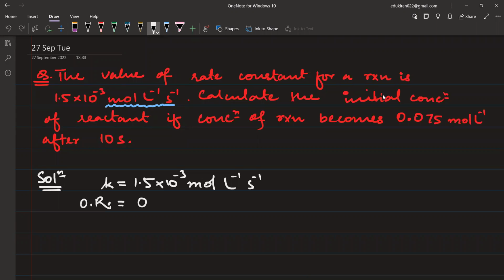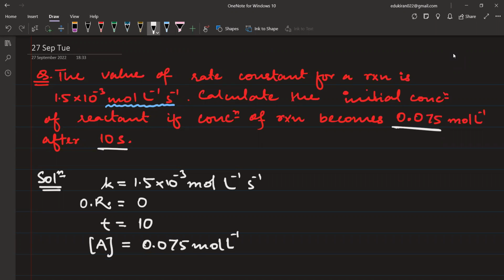And what else has been given to us? We have been given the concentration of reactant after 10 seconds. So there is time involved. Time is given as 10 seconds, and the concentration of reactant is 0.075 moles per liter. What they are asking is the initial concentration that we represent as A naught. This has not been given.